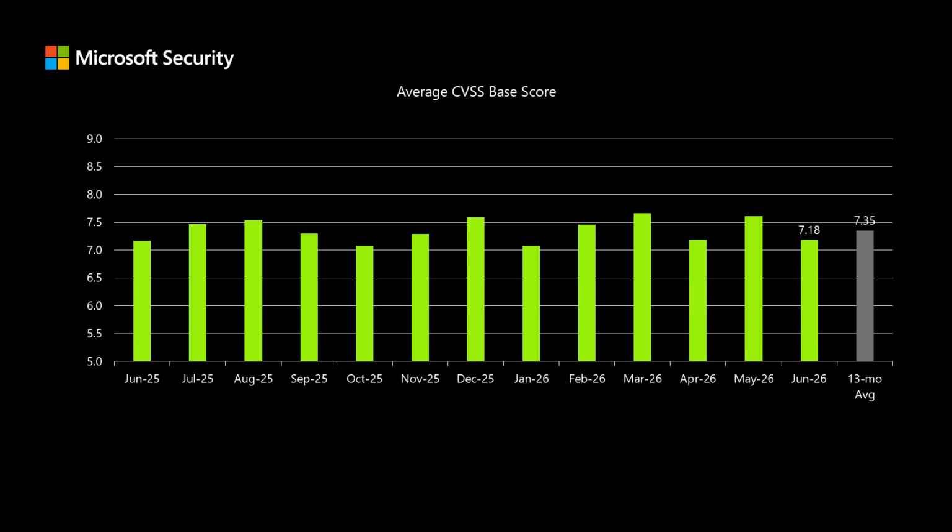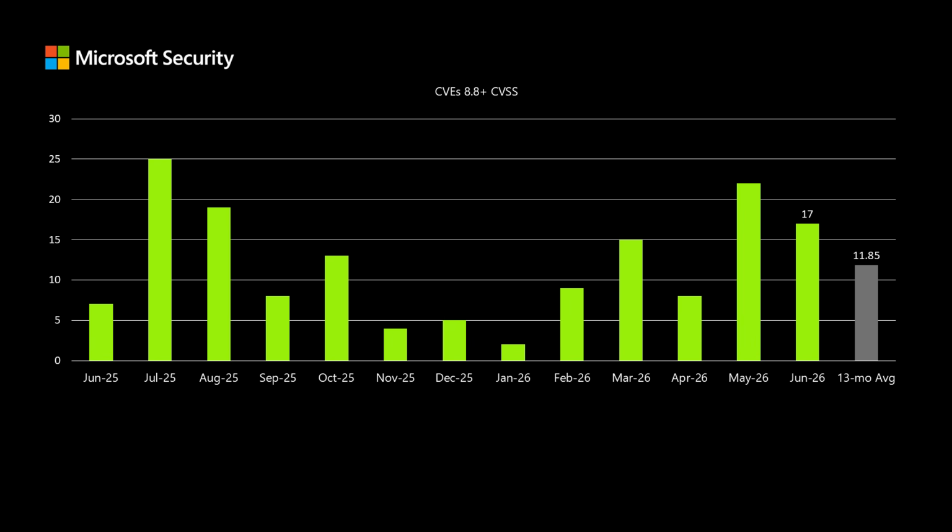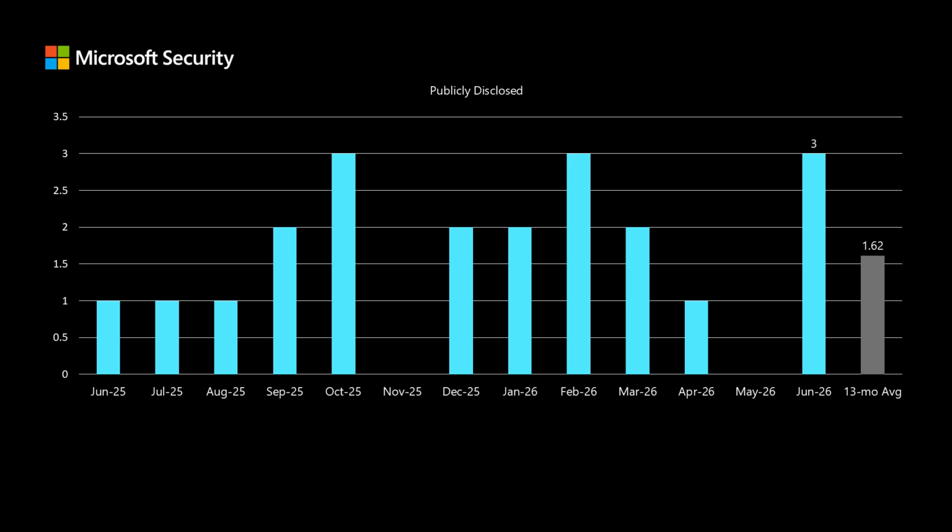Next, we'll move into average scoring. This is the average score across all of the newly disclosed CVEs. This month it comes in at 7.18, which is considerably lower than our average over the past 13 months of 7.35. Next, we'll look at the number of vulnerabilities in today's release that are scored 8.8 and above. We've been averaging just under 12 in this category, and this month we have 17 that are 8.8 or above on that CVSS scale.